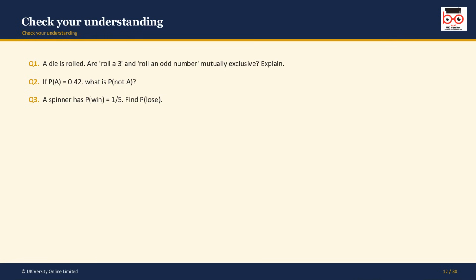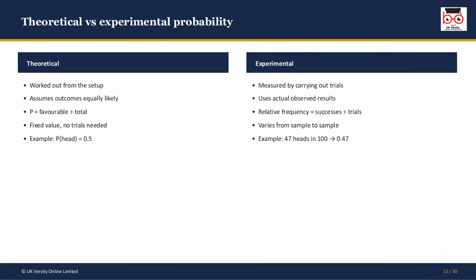Quick check. If a die is rolled, are rolling a 3 and rolling an odd number mutually exclusive? And can you explain why? If the probability of A is 0.42, what's the probability of not A? And if a spinner gives a probability of winning of 1/5, what's the probability of losing? Have a think. It's worth pinning down the difference between the two kinds of probability.